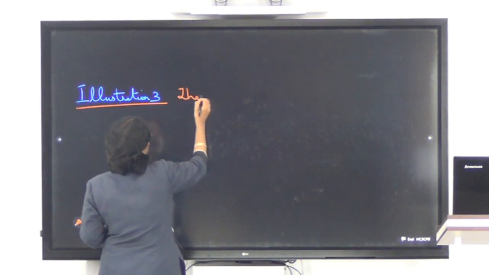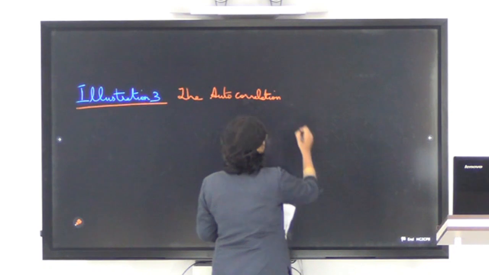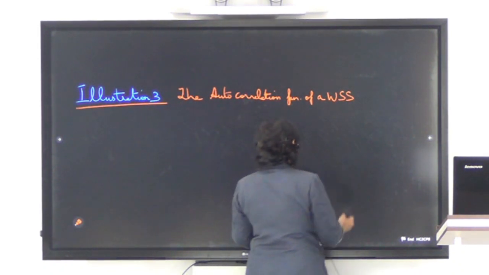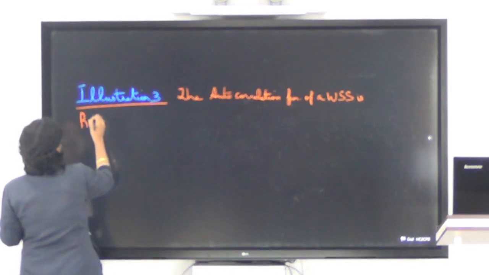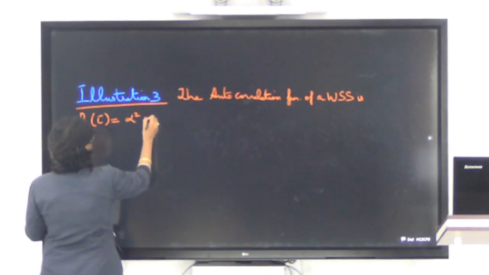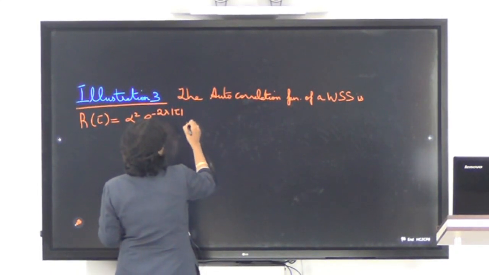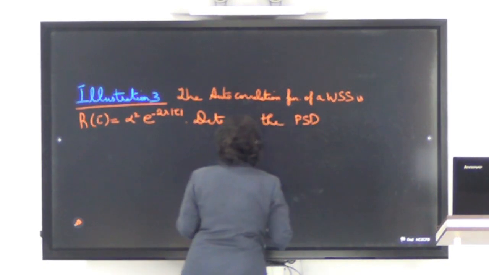So we'll discuss one more problem. Consider the autocorrelation function of a WSS, wide sense stationary random process, given as R of tau equals alpha squared e raised to minus 2 lambda mod tau, absolute value. Here the question is to determine the power spectral density of this function.